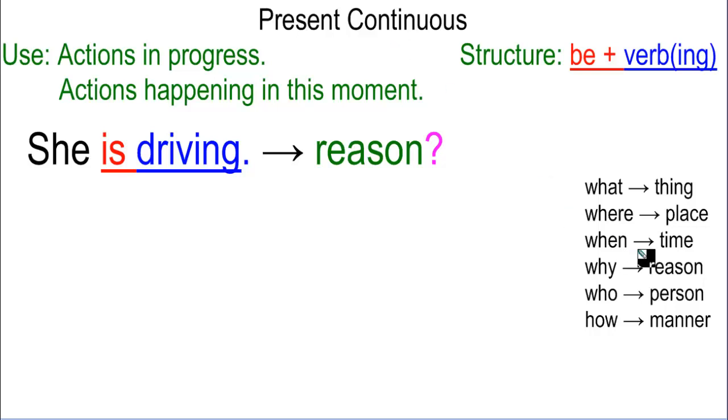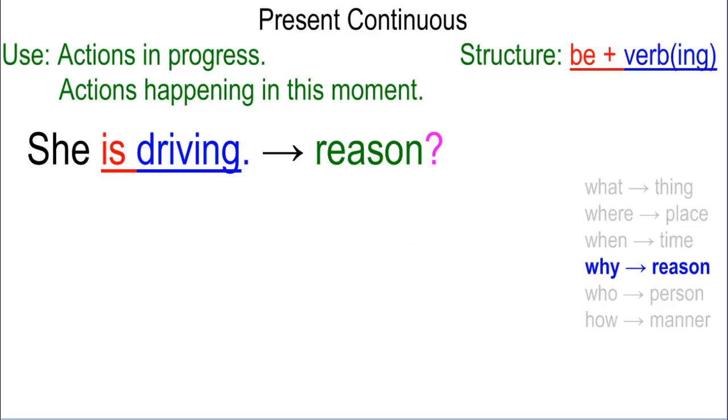So, if you check here, you have different WH words for different information. If you're asking for a thing, you're going to use what. If you're asking for a place, you're going to use where, etc. Remember, there are more WH words, but at the moment, we're just going to concentrate on these ones. So in this case, if I am going to ask for a reason, probably I am going to use why.